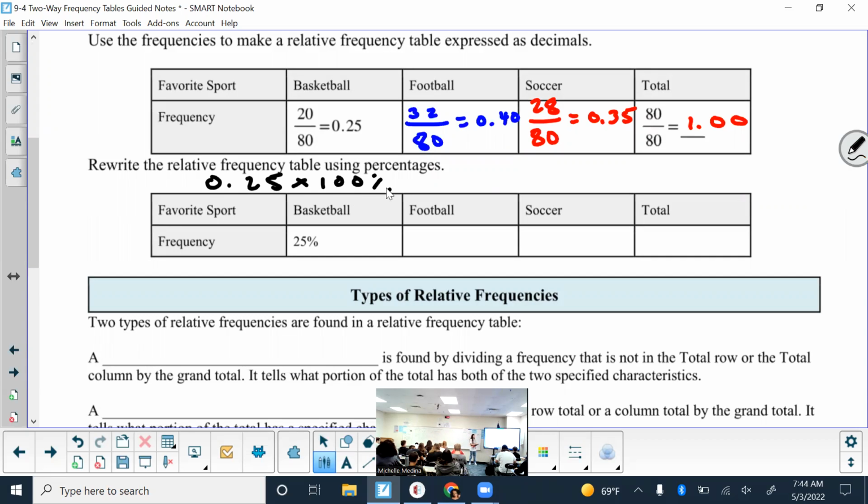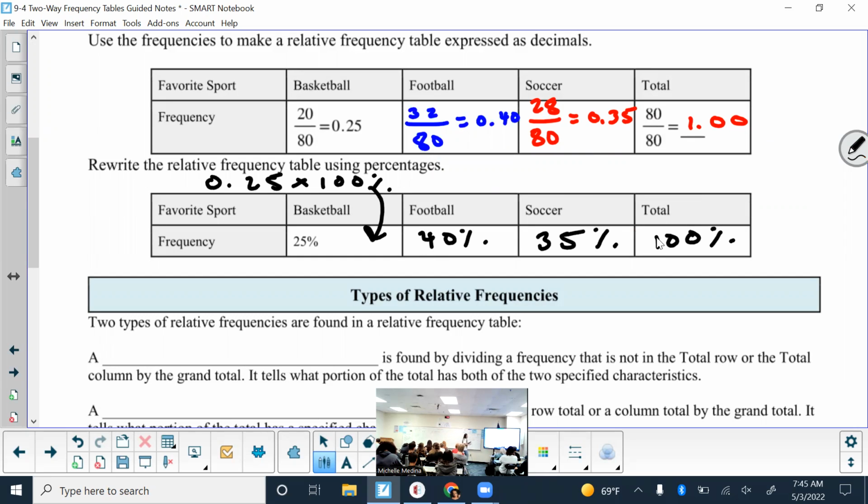So 0.25 times 100% is 25%. What's 0.40 times 100%? 40%. 0.35 times 100%? And 1 times 100%. Good. So like your grand totals, if you're writing them as a decimal, should equal 1. If you're writing them as a percent, should be 100%. Questions?